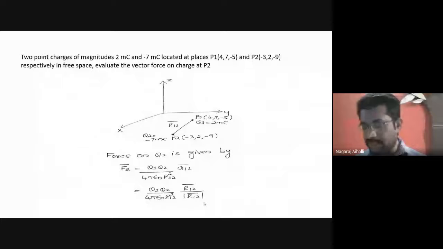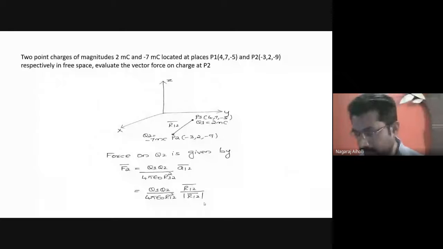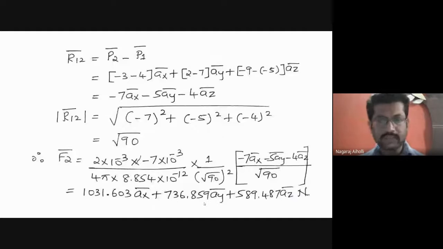Nice. What about the Z component? Who has got the Z component? 589.411. Correct. Exactly, 589.487 AZ bar. A slight variation is okay, but the difference should not be more. When you consider up to 2 or 3 decimal places, you will get the accurate values. So the answer is like this, students: 1031.603 AX bar plus 736.859 AY bar plus 589.487 AZ bar.